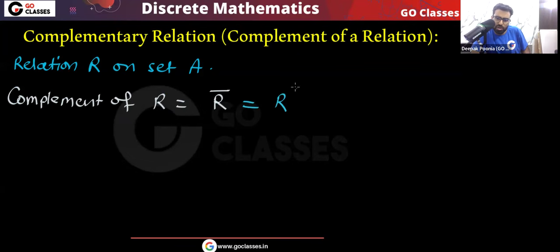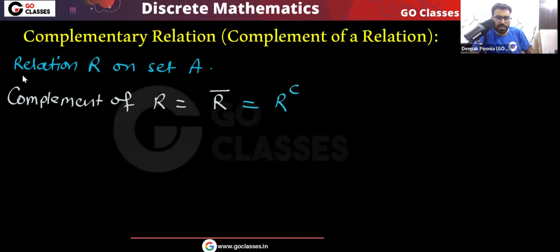Remember, we can also denote it by R^C, where C means complement. Do you remember the converse relation, also called the inverse relation? That also we can denote by R^C, because there C means converse. Here C means complement, so don't worry. R bar is the standard symbol, but if they use this symbol, they will define that it means complement of relation R.